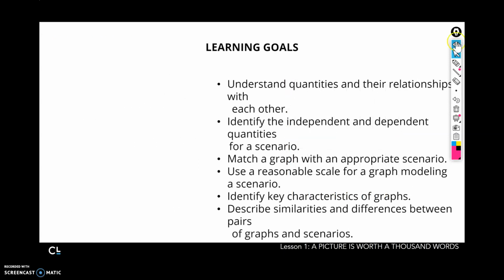Here are our learning goals. Understand quantities and their relationship with each other. Identify the independent and dependent quantities for a scenario. Match a graph with the appropriate scenario. Use a reasonable scale for a graph modeling a scenario. Identify key characteristics of graphs. Describe similarities and differences between the pairs of graphs and scenarios.